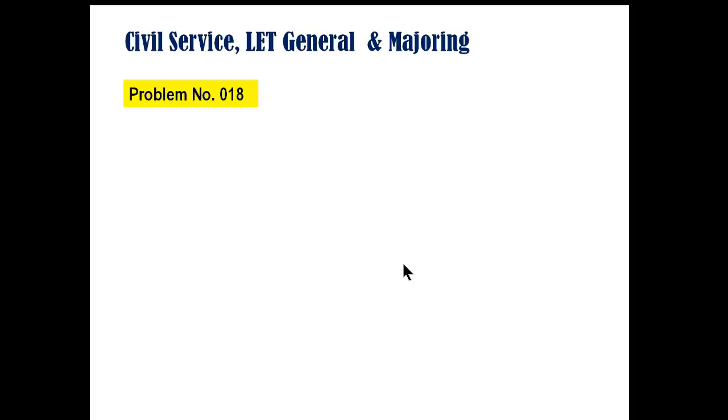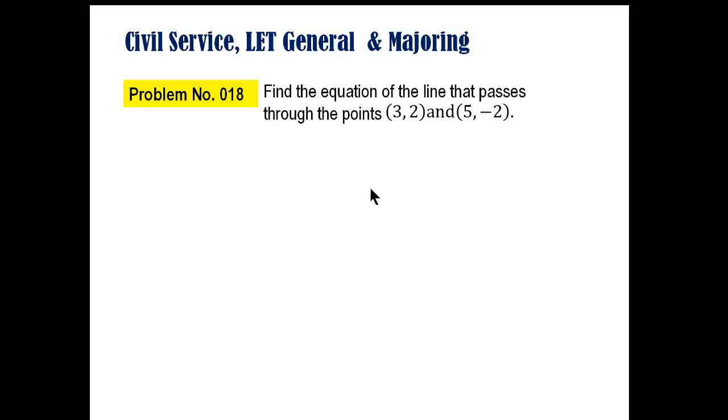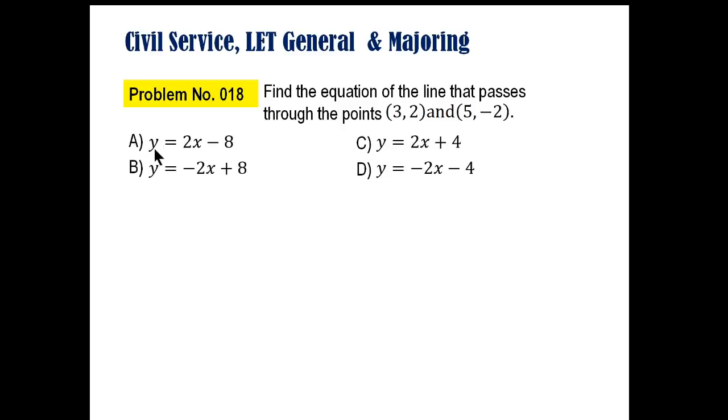Problem number 018. Find the equation of the line that passes through the points (3, 2) and (5, negative 2). The choices are A, y is equal to 2x minus 8, B, y is equal to negative 2x plus 8, C, y is equal to 2x plus 4, and D, y is equal to negative 2x minus 4. Notice that the choices are in the form of y equals mx plus b, or the slope-intercept form. This is the solution.